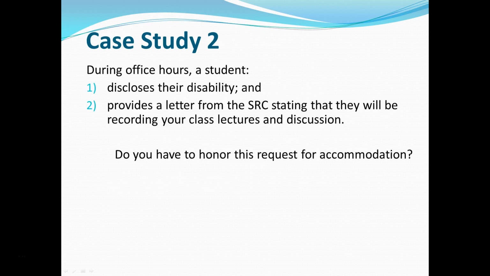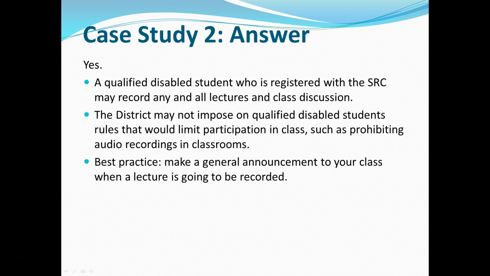Case Study 2. During office hours, a student discloses their disability and provides a letter from the SRC stating that they will be recording your class lectures and discussion. Do you have to honor this request for accommodation? Case Study 2. Answer.